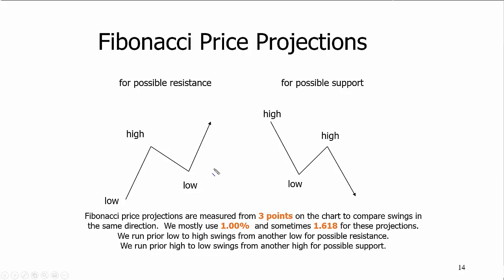So what I'm doing here is we're comparing swings in the same direction. You can measure a low to a high and then project from another low for possible resistance. Or you can project a high to a low and then project from another high for possible support. Now, we always use 100%, and that's also where symmetry comes in. I'll explain that a little bit later. And then sometimes 1.618. I won't use that quite as often, but there are times when it goes beyond the 100%, and it's worth checking out the 1.618 projection also for support or resistance.